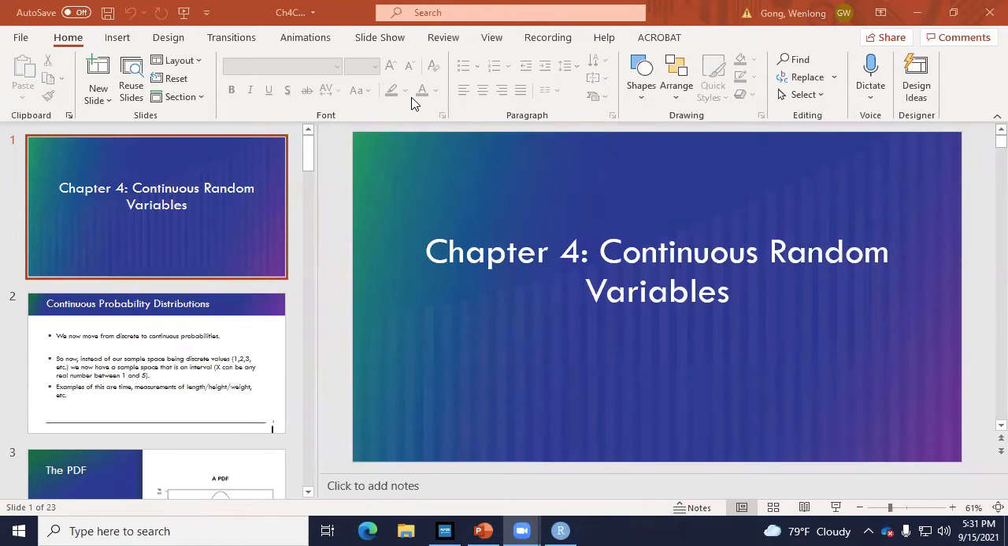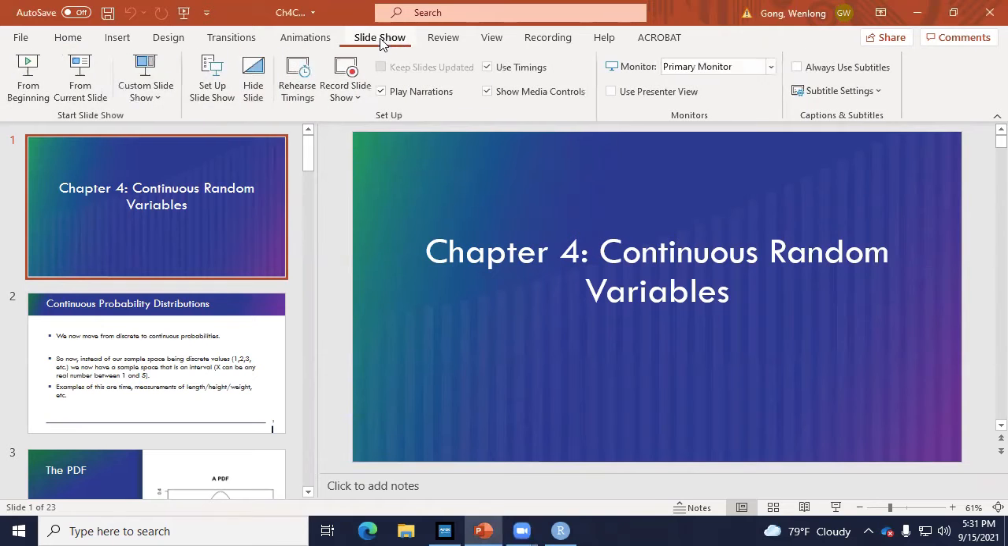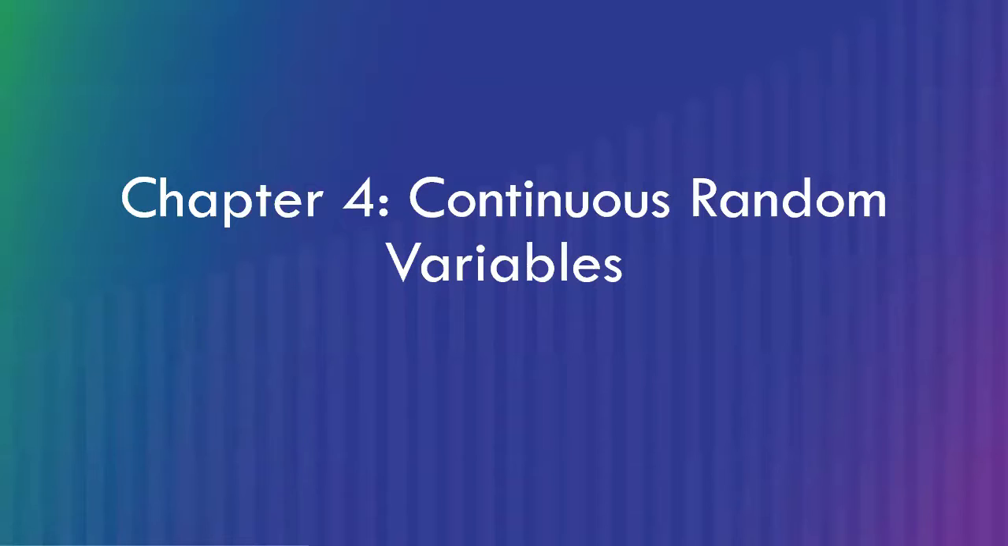All right, let's just get started with the lecture today, which is chapter 4 to cover continuous random variables. Last week we talked about discrete random variables and worked through a couple of examples.